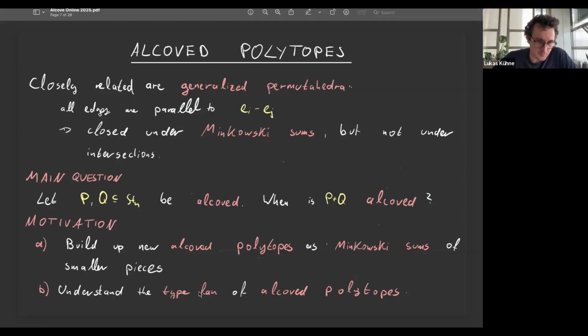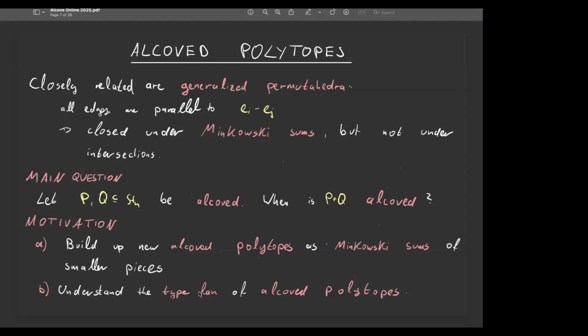might be interesting. Lucas, sorry, we have a question in the chat. Yes. Andon is asking, what does it mean to add two Alcoved polytopes?